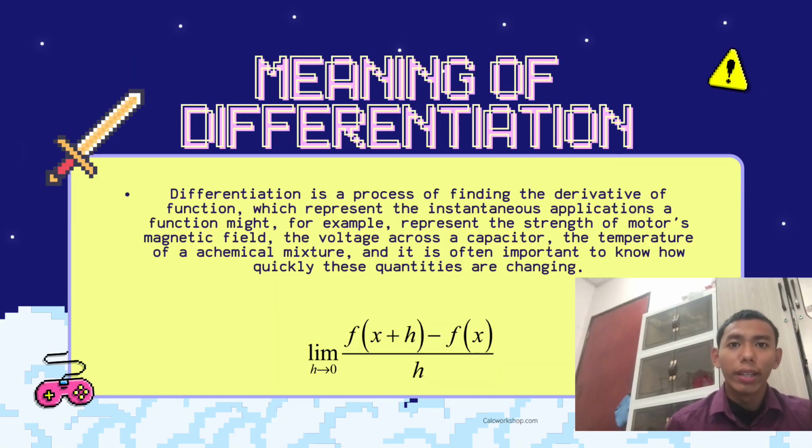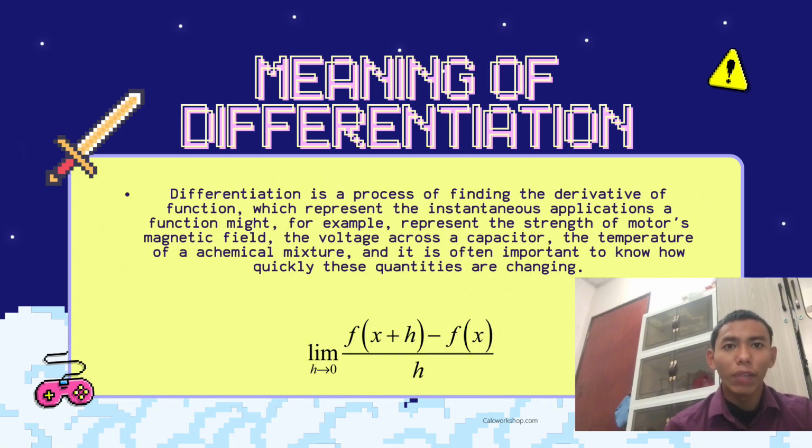For question 1, the question asks us to explain the meaning of differentiation and what the techniques of differentiation are. For the meaning of differentiation, differentiation is a process of finding the derivative of a function, which represents the instantaneous rate of change. A function might represent the strength of a magnetic field, the voltage across a capacitor, or the temperature of a chemical mixture, and it is often important to know how quickly these quantities are changing.